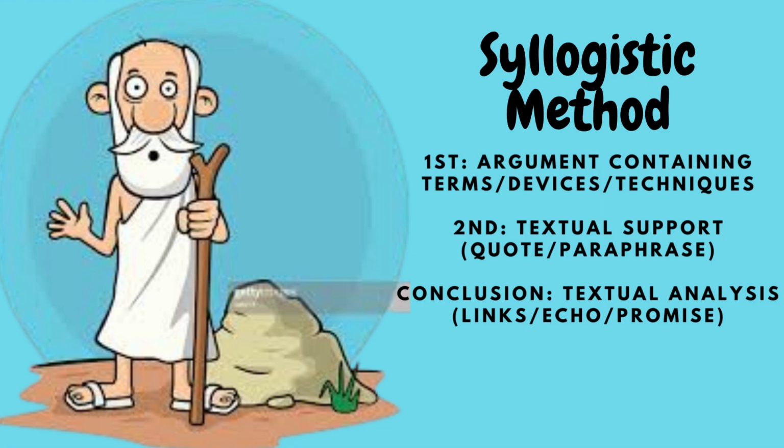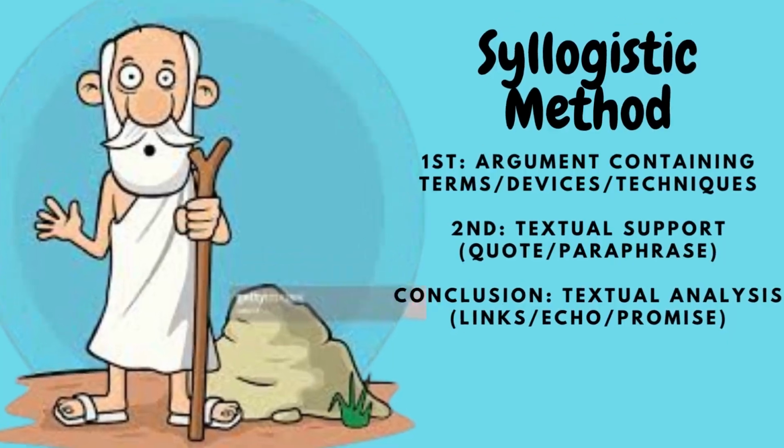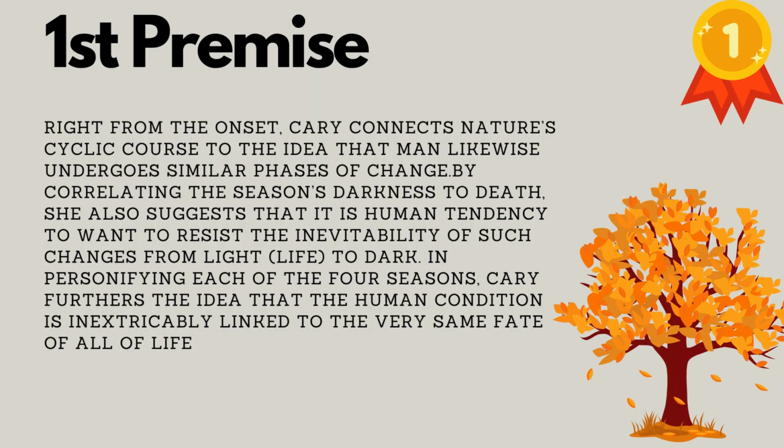So this is where the textual analysis comes, and it's the links, the echoes back to the prompt and the promise of the first premise. So let me show you an example of a first premise that I liked from today. And there are sentence stems that you can steal for your students. My students often begin their body paragraphs, their first body paragraph, with "right from the onset." So pretty much uniformly, my students will begin that way.